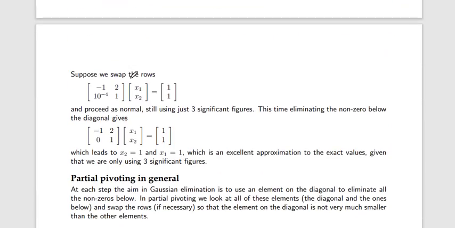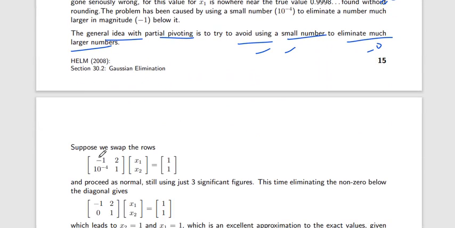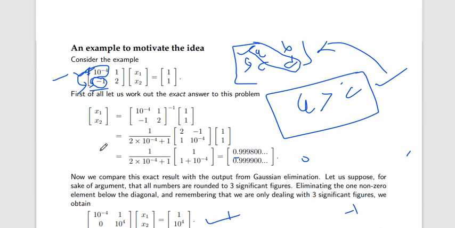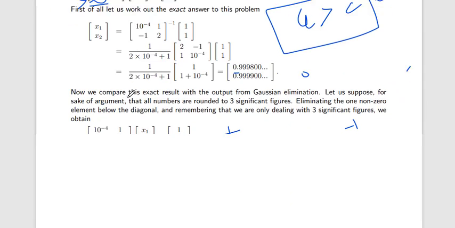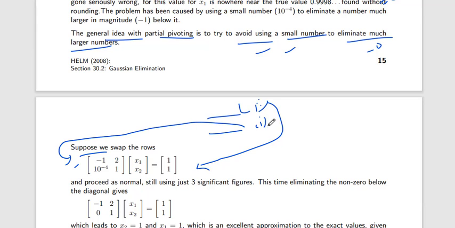In partial pivoting we swap the rows. Suppose we swap the rows, the second row becomes the first row and the first becomes the second. This is a row operation, like one equation and second equation. If I write this as the second equation and this as the first equation, this goes into the second row and this goes into the first row. This will not change the values of x1 and x2.